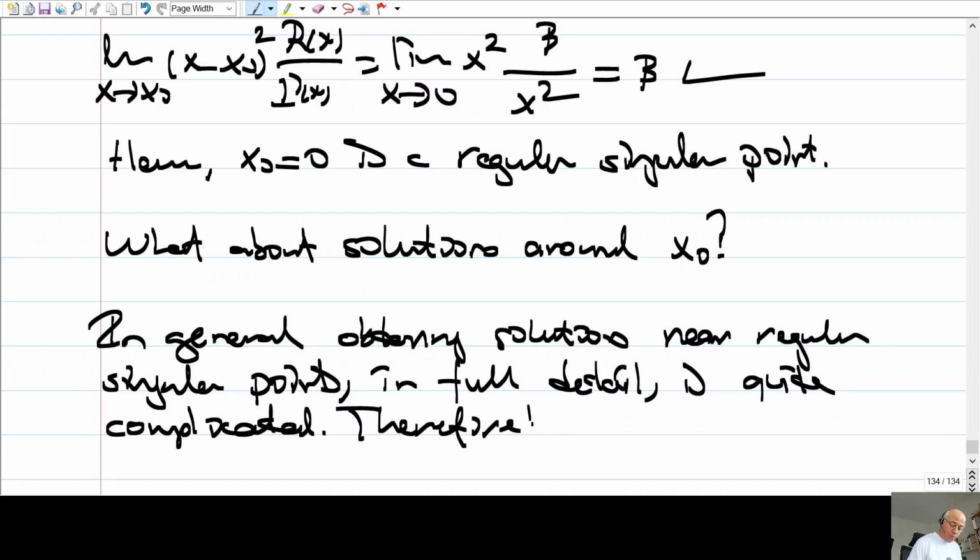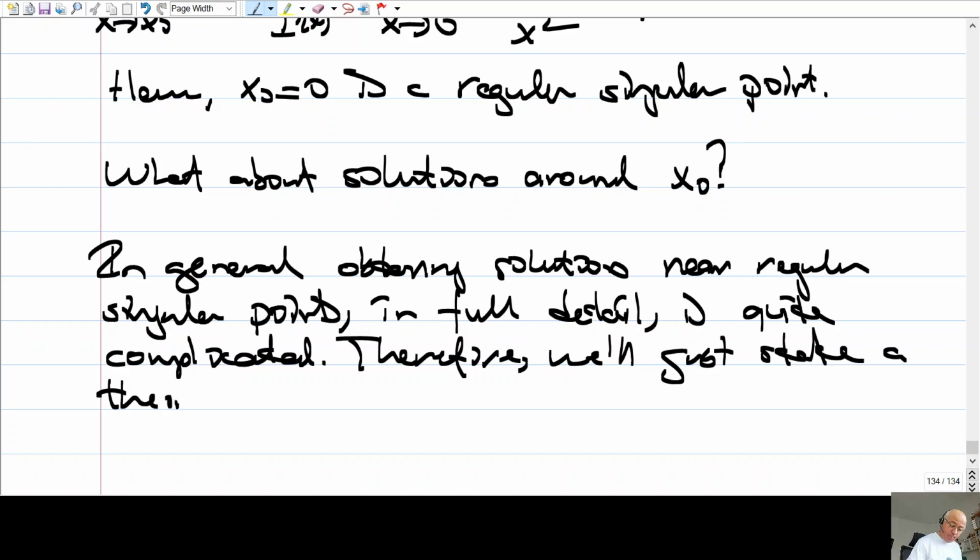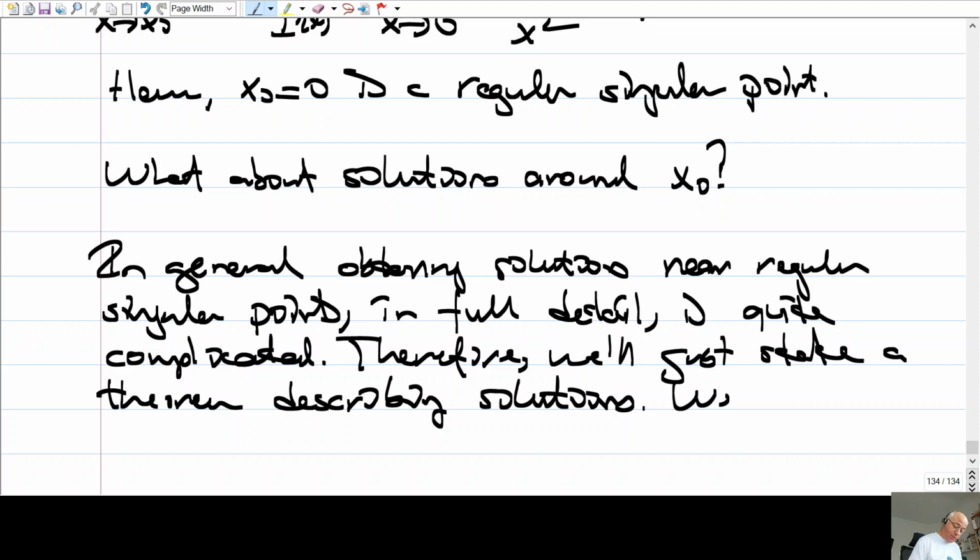Therefore, we will just state a theorem describing solutions. We won't give any proofs.